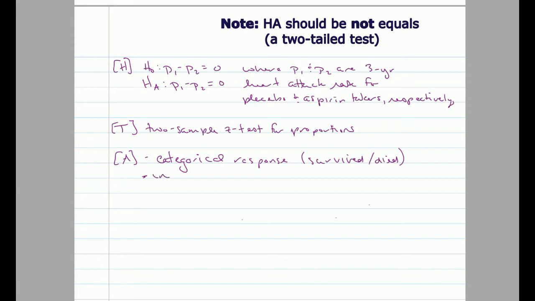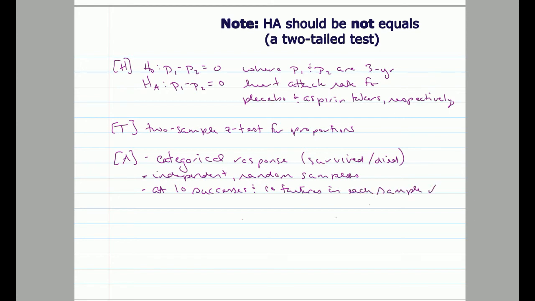We also need independent and random samples. The independence allows us to use the standard error that we calculated above, and the random samples, well, that allows us to have an unbiased estimate for those true parameters we're trying to capture. And finally, we have to have at least 10 successes and 10 failures in each sample. And we already checked that, so we've satisfied all three of these conditions, so we are good to go.